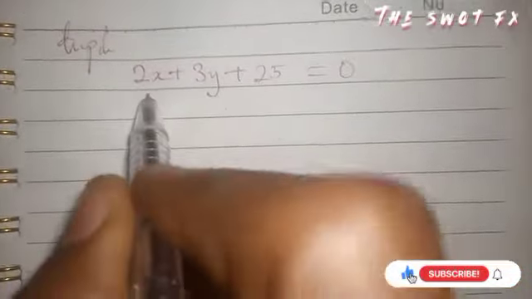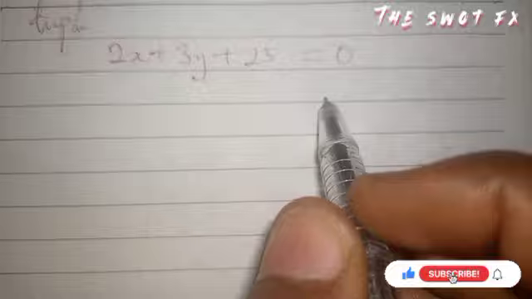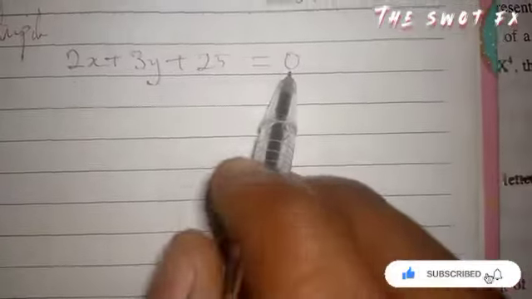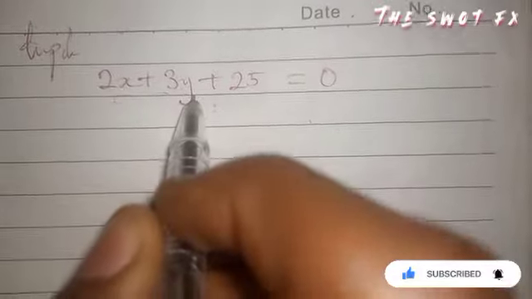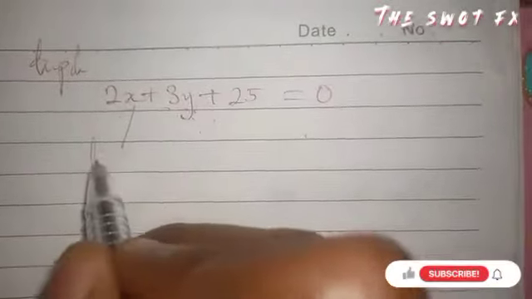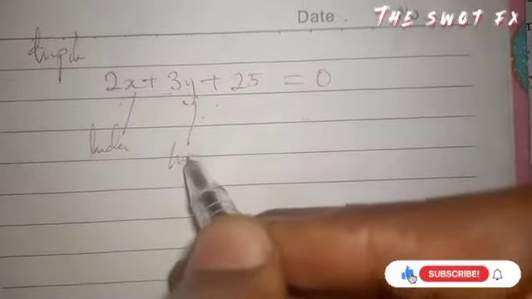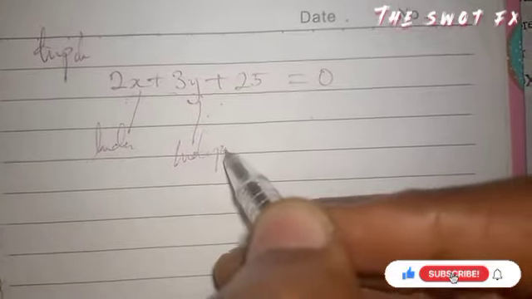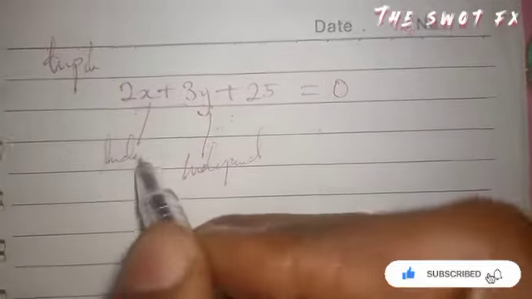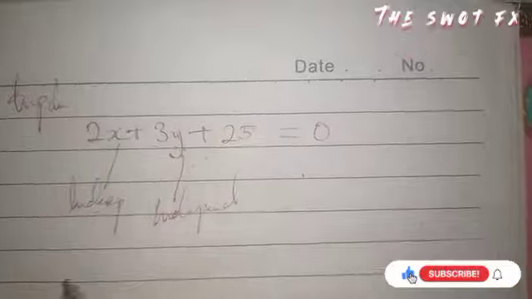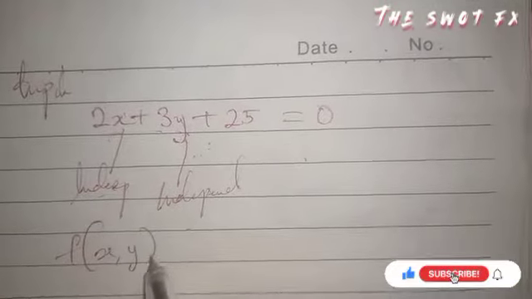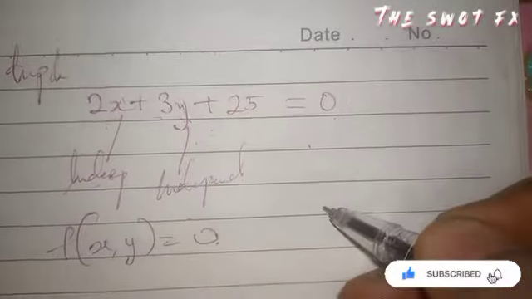This is just an example of implicit function: 2x plus 3y plus 25. Meaning that we are looking for two variables. This variable is independent, and this is also what? Independent. We all know what independent means. When it cannot stand on its own, it must need a value. So these two are independent, meaning that f(x, y) equals what? 0. Do we get that now?